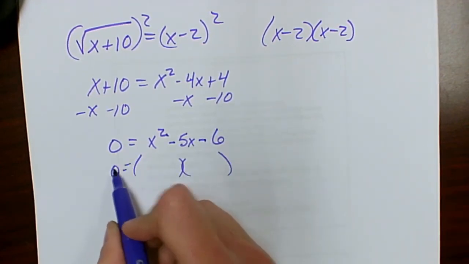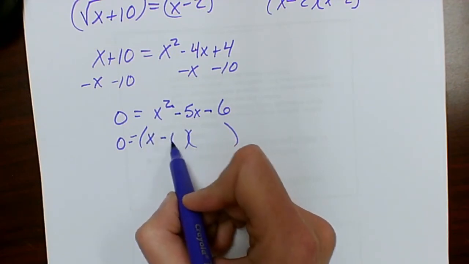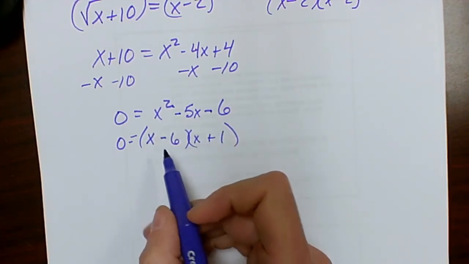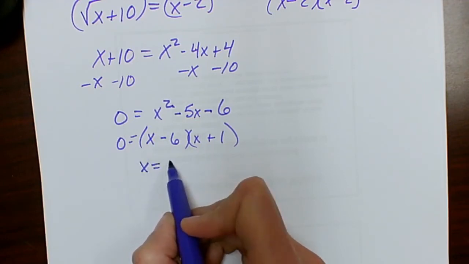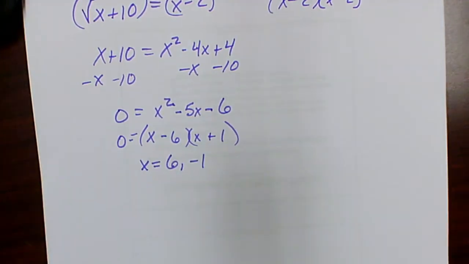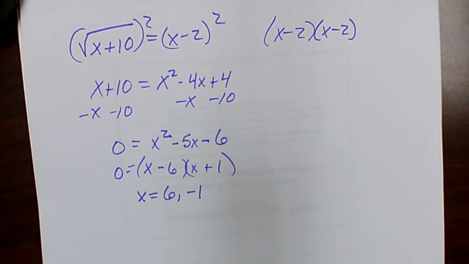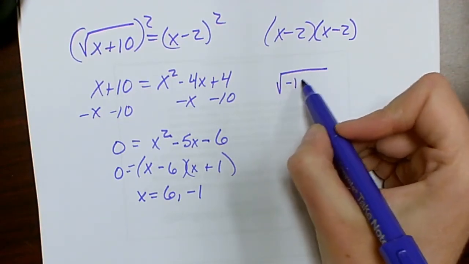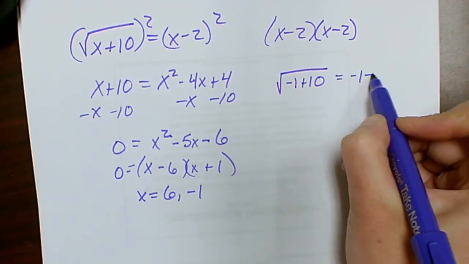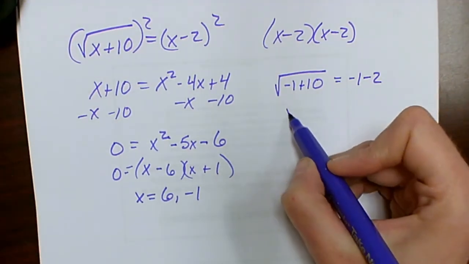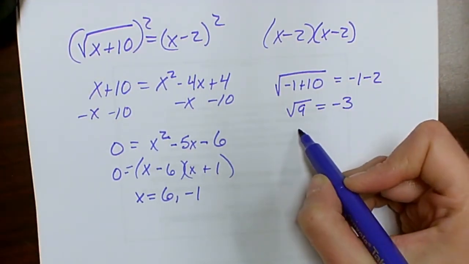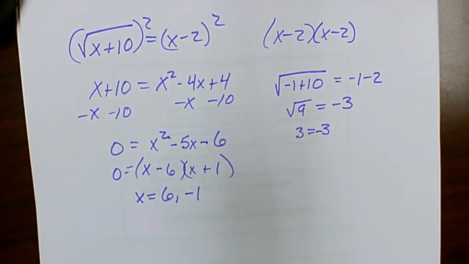Now we can factor, and x equals positive 6 or negative 1. Now, we have 2 answers. That's kind of a red flag. Is one of these a false answer? So we need to go back to the original problem. Square root of negative 1 plus 10 equals negative 1 minus 2. So we'll have square root of 9 equals negative 3. Square root of 9 is 3, which does not equal negative 3. So we can weed out that negative 1.